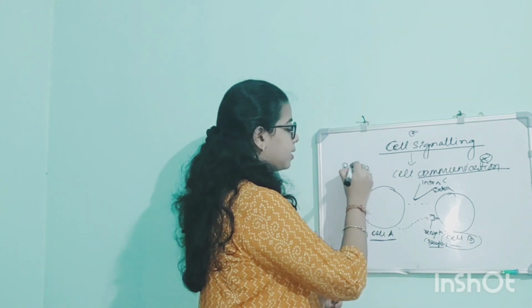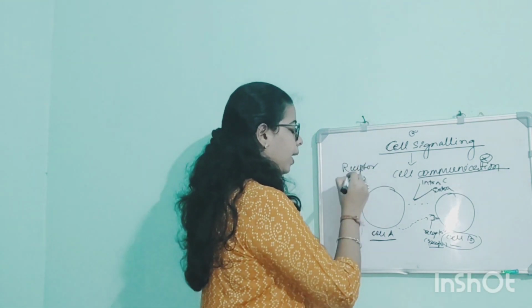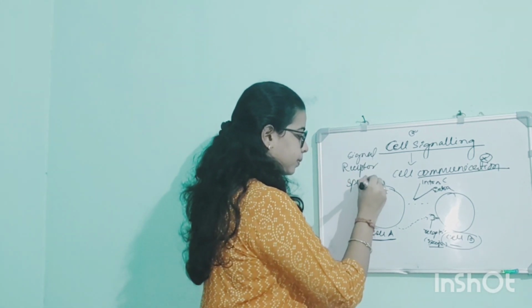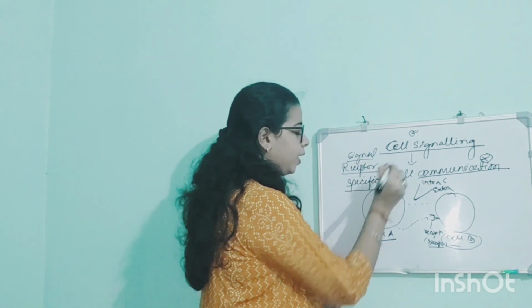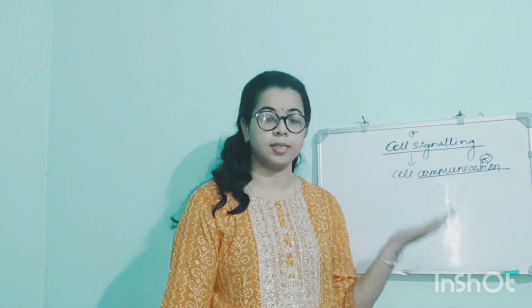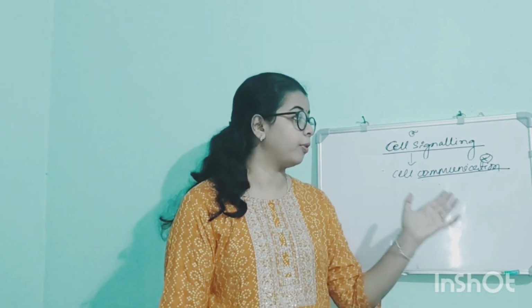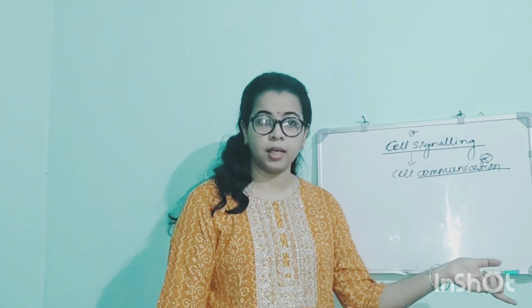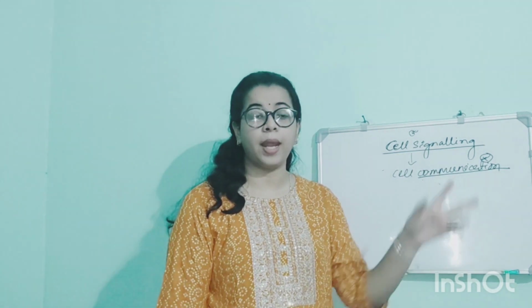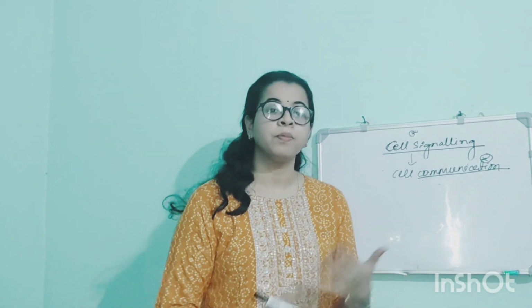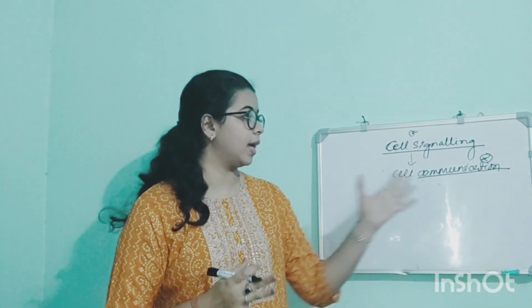So the receptor and signal are very specific in nature. Certain changes will occur in cell B, and it will begin the transduction process, that is the signaling process. And it does not stop here. It is not only between cell A and cell B. Cell B will again activate some other cell, and that cell will activate another, and this process goes on in a cascade manner, that is in a chain-like manner, activating one after another. So this is the general summary of cell signaling.